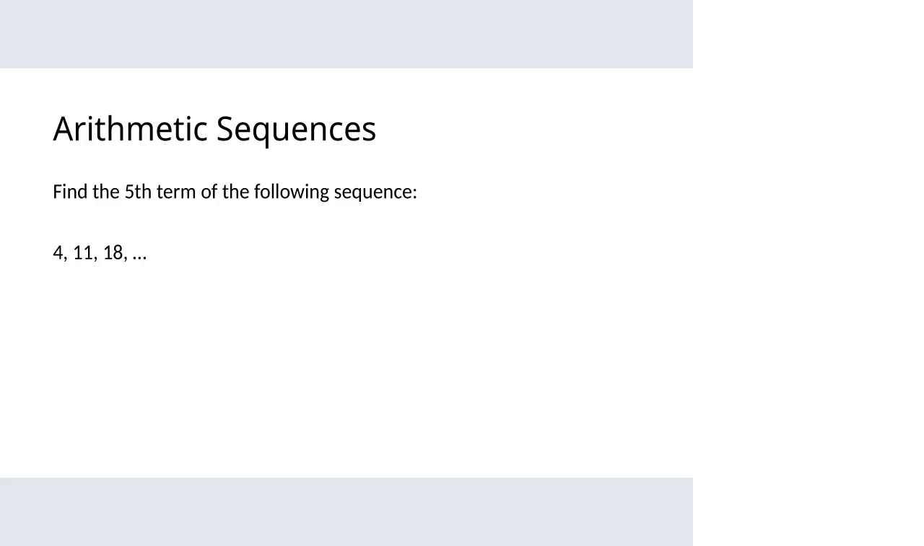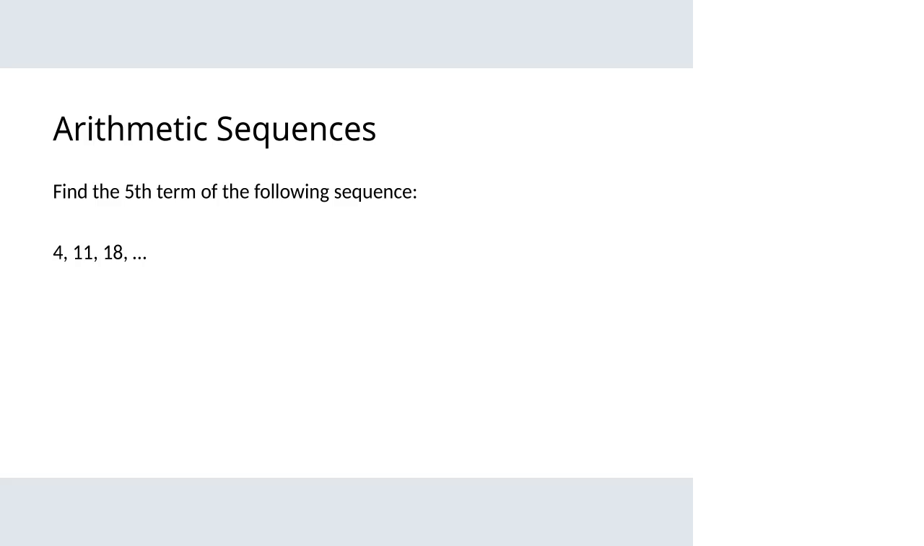Arithmetic sequences. Those are ones where we have a common difference. It goes up by the same amount every time between the terms. We had some problems where we had to write the formula for the nth term, and those are really good questions. But here, this just says, find the 5th term of the following sequence.